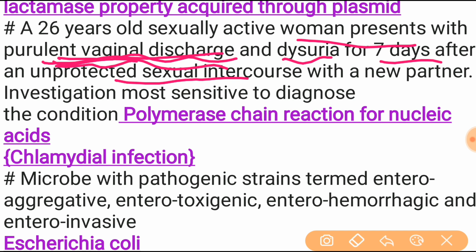Due to the incubation period, you have to remember that chlamydia has an incubation period within 7 days. Also, purulent vaginal discharge and dysuria are the most probable features of chlamydia infection. For chlamydia infection, it is polymerase chain reaction for the nucleic acid. I will also tell about chlamydia infection, but because the video is getting lengthy, I will upload a video on chlamydia infection. So let's go to the next point.